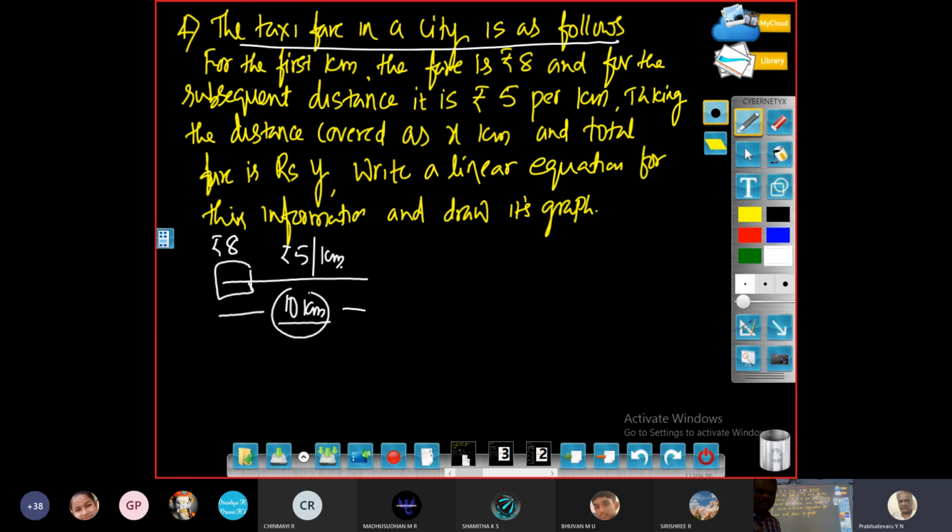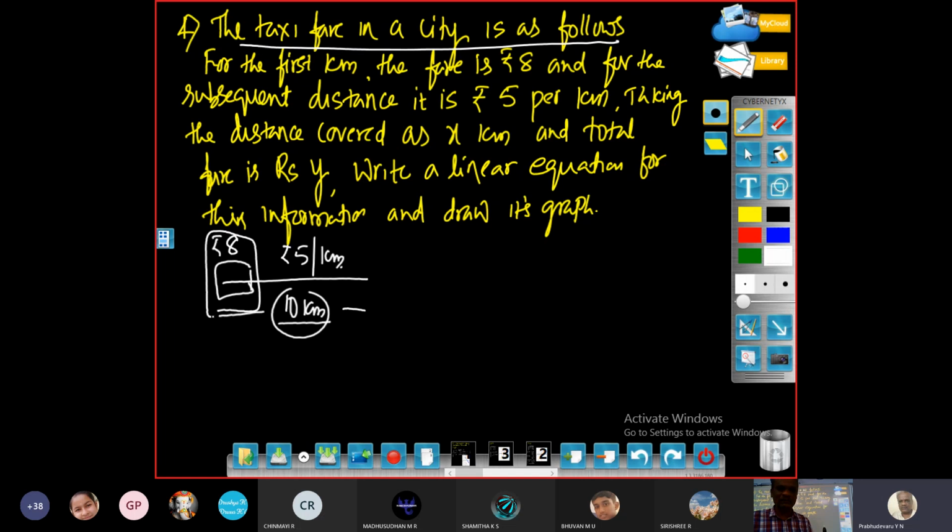Out of 10, it is 9. 9 kilometers left out. See, for the first kilometer they are going to charge a minimum charge, that is 8 rupees. Then as you travel further, the subsequent kilometers will be charged rupees 5. It is a reduced amount.